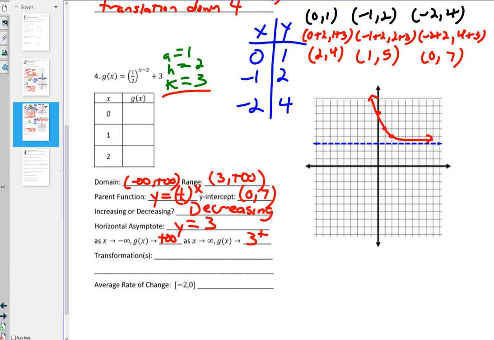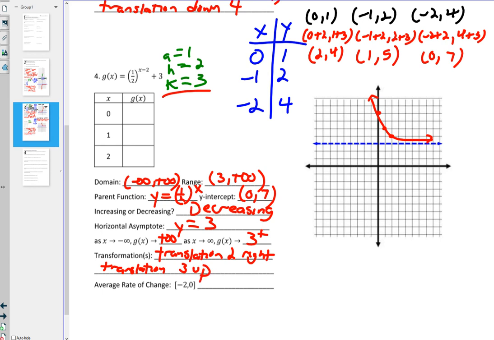Transformations. These were just translations. So translate 2 to the right, and then translation 3 up.